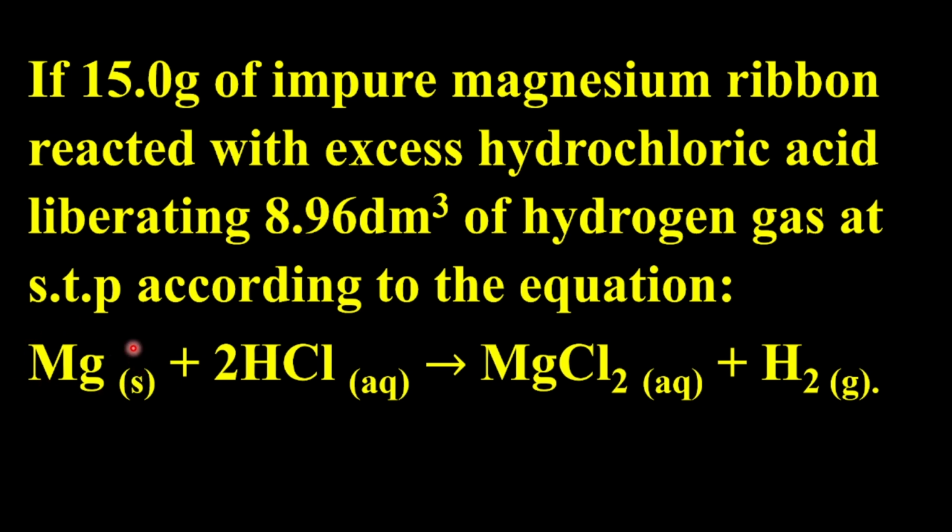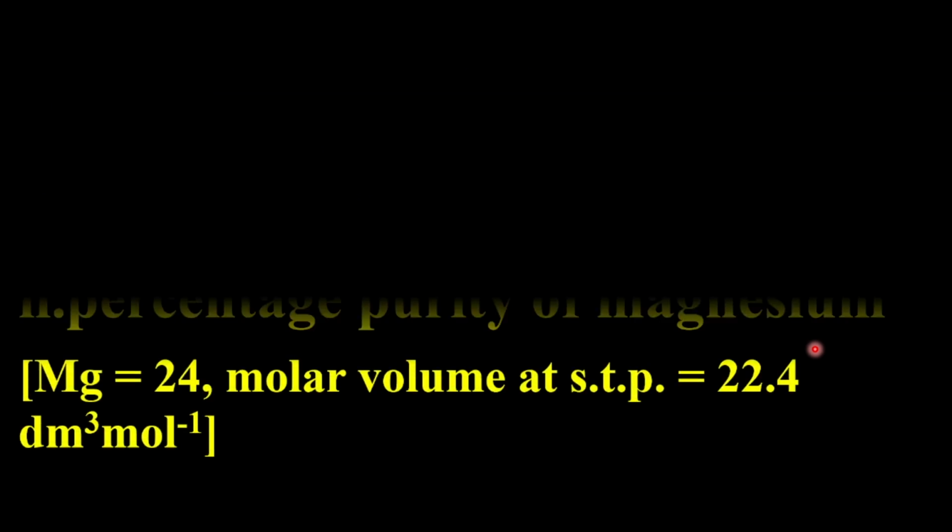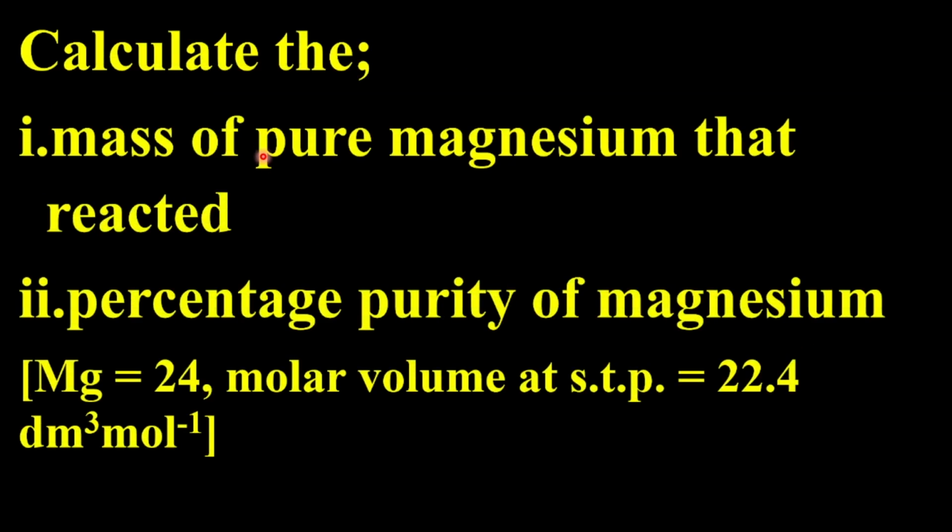We have to determine the mass of magnesium, that is the pure mass of magnesium, since we have the impure mass given to us. We have 8.96 dm³ of hydrogen gas, meaning that the reaction is going to be between magnesium and hydrogen gas. So take note of that. Now let's move to the question. We are to calculate (i) the mass of pure magnesium that reacted, (ii) percentage purity of magnesium. So we have all the parameters given to us that we are going to use.